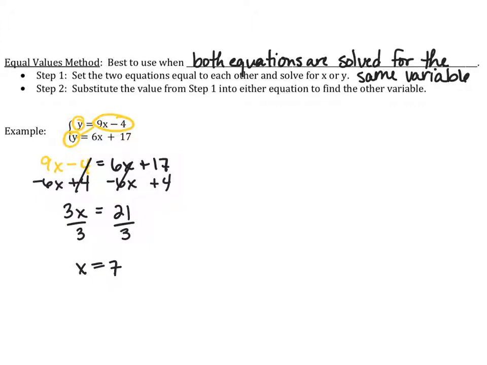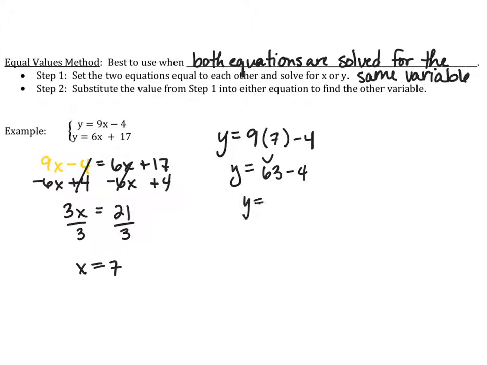Then I can pick either equation. Y equals 9x minus 4, I'm going to use the first one. So right here, instead of the x, I'm going to put 7 minus 4. So y equals 63 minus 4. So y equals 59. So my point of intersection here, 7, 59.